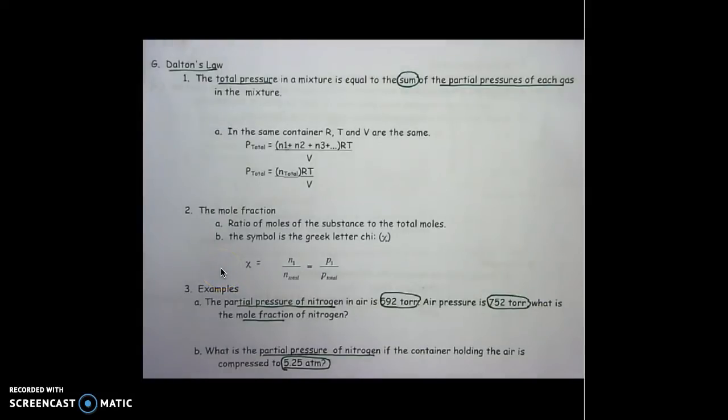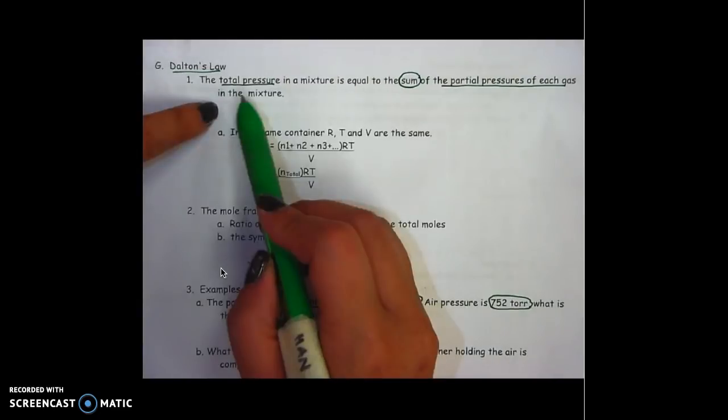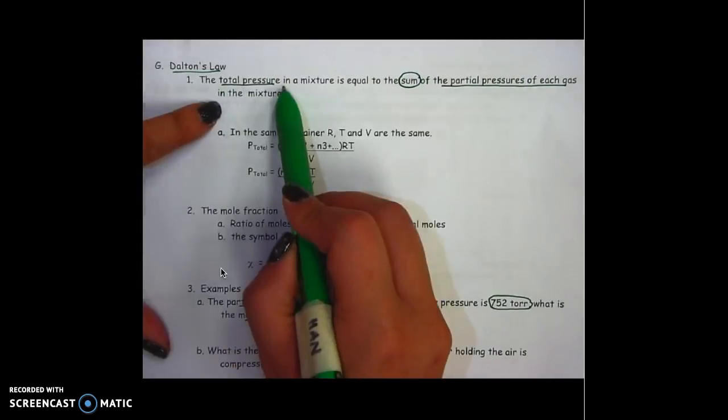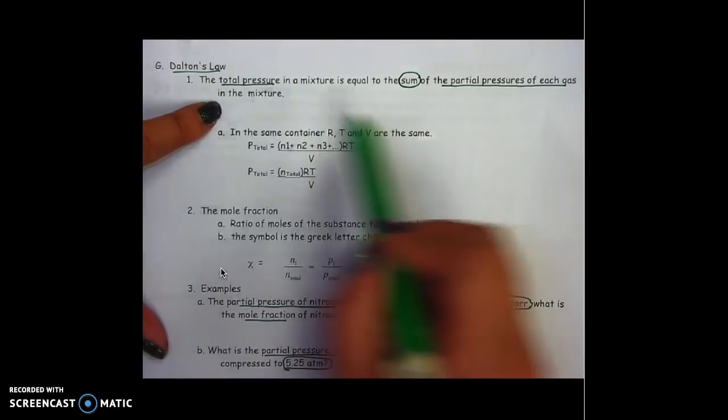Alright, so today I'm going to go over the part of the notes where we're going to be talking about Dalton's law and how to apply that law. So here's what Dalton's law is. It says that if you know what the total pressure of the gas is in a mixture, it's equal to the sum of the individual pressures of each gas that are in the mixture.